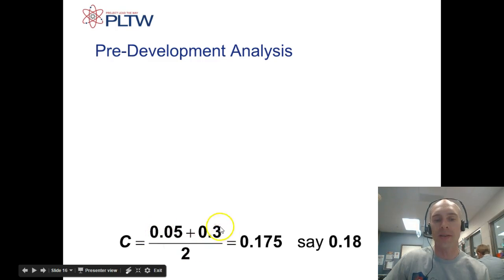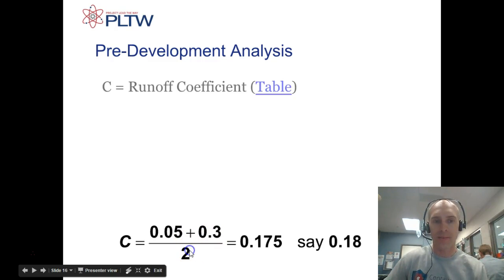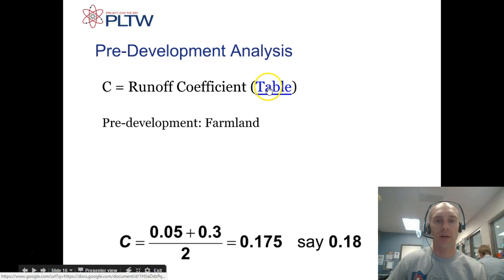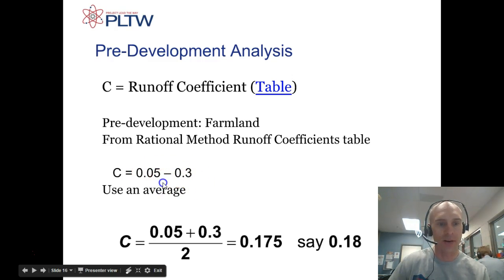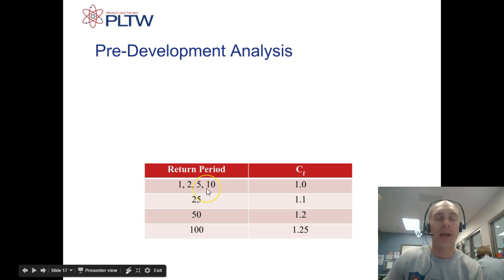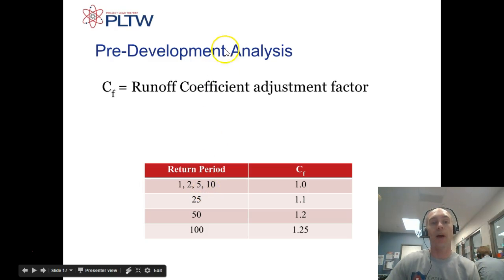These values are given in a range. Farmland was 0.05 to 0.3. So which number do we choose? Well, that's why it's averaged again. So we get that from this value. That's for farmland, and again, we had to average these. I'm trying to make that as clear as possible. That shouldn't be subtracting there; we're adding them to find the average. And then our runoff coefficient adjustment factor, it was a 25-year period, so it's a 1.1.